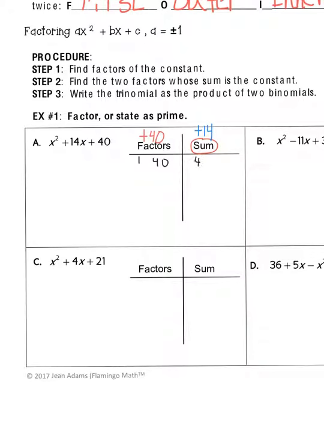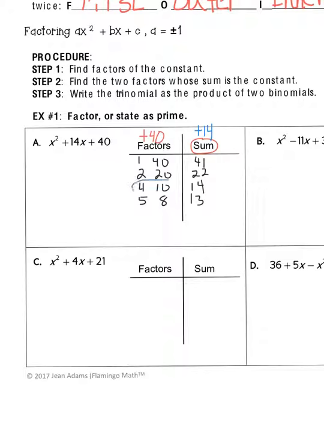Those two add to give me 41. 2 and 20 add to give me 22. 3 does not go into 40. 4 goes in there 10 times, and that's 14. 5 goes into 40 8 times, and that's 13. 6 does not go into 40, and 7 does not go into 40, and that brings us back up to this 8. So those are all of my sums.